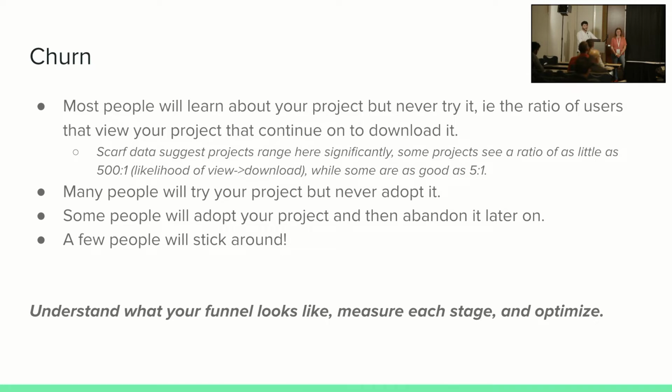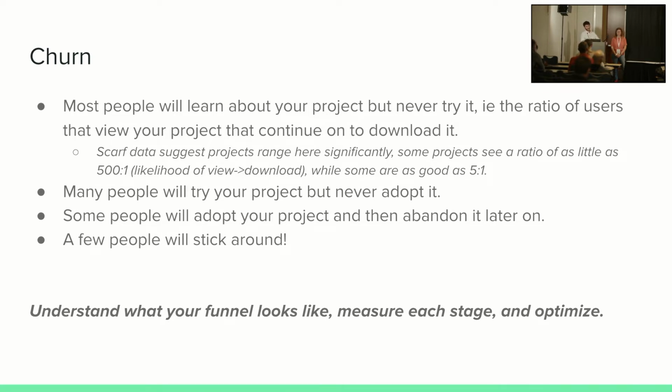On the low end, we see about a 500-to-1 ratio in terms of users that look at your docs versus actually download one of your artifacts. Well, some projects are as good as 5-to-1, which is insanely good. And so if you're trying to optimize that, which I think a lot of us that are wanting to grow our community are, this is a metric that's very much of interest. You need to measure these things in order to be able to have any hope of really optimizing them meaningfully.